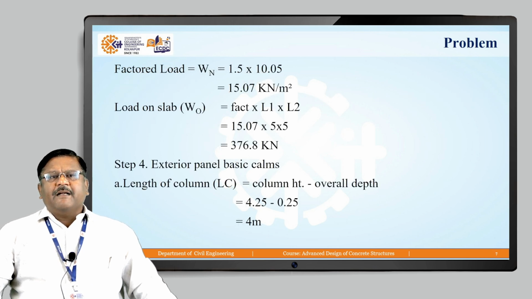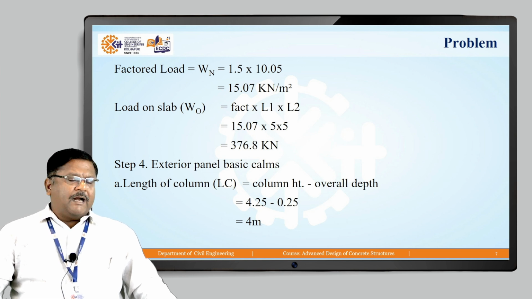Then make it factored, so multiply it by a factor of safety 1.5. So 1.5 into 10.05, we get 15.05 kilonewton per meter square. Then calculate the total load on the slab, which is equal to factored load multiplied by L1 multiplied by L2, that is 15.05 multiplied by 5 multiplied by 5. The total load is 376.8 kilonewton.